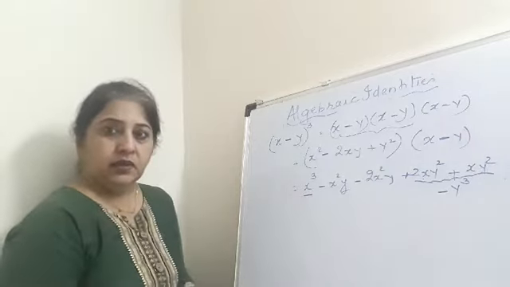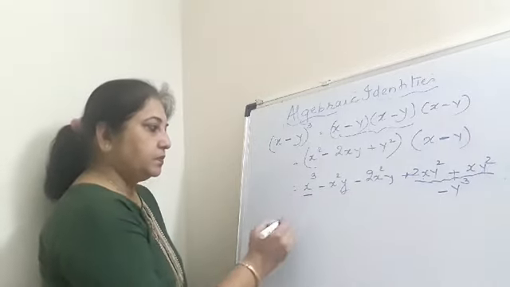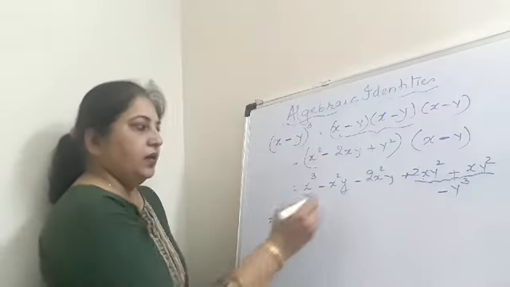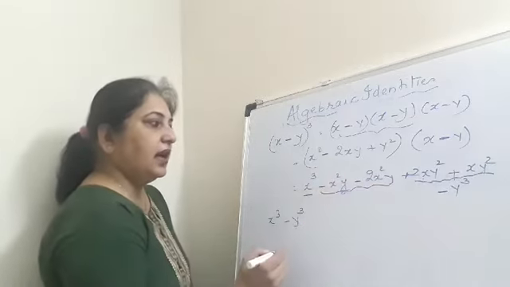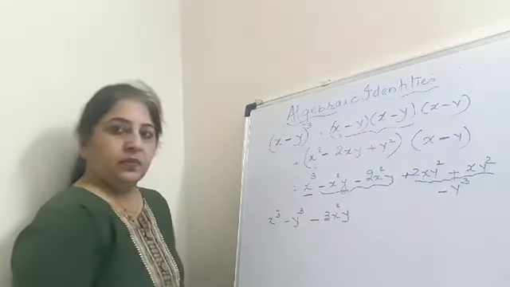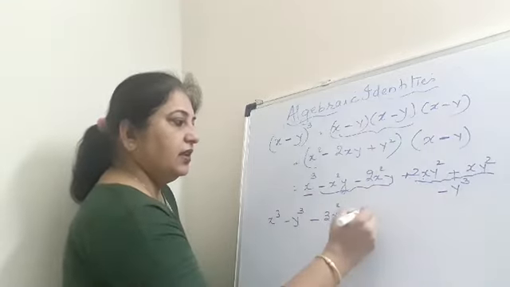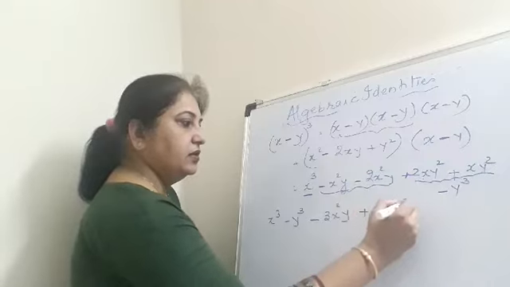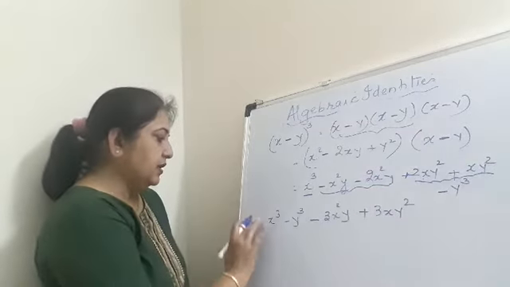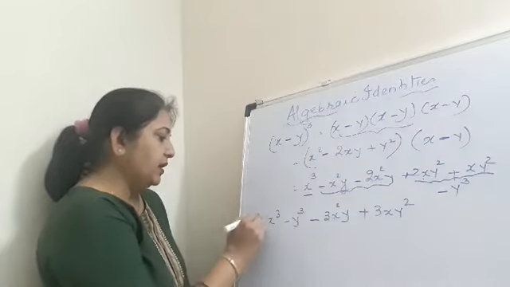Okay, yes, so now we combine them. x cube minus y cube. Now when I add these, I will get minus 3x square y, and when I add these two, I will get 3xy square. Okay, so now we will first learn the identity in this format.